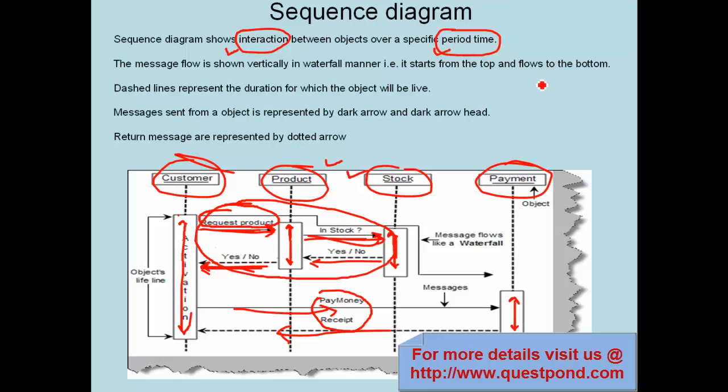So always remember, first show the objects at the top in a rectangle with underlined names, then show the interaction of the messages, show the lifetime of the objects by using the activation rectangle, and don't forget that the request messages are in a dark arrow, and the return messages are in a dashed arrow.